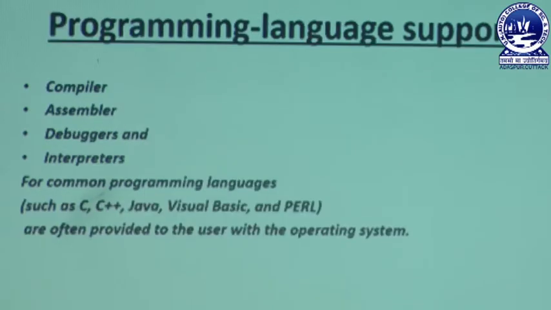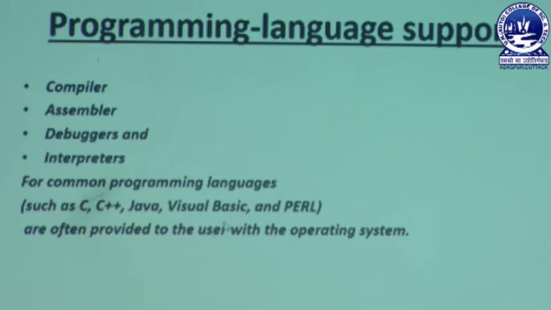Next one is programming language support. This is very important in system programs. These are the system programs that provide you with programming language support. There are different programming languages like C, C++, Java, Visual Basic and so on.